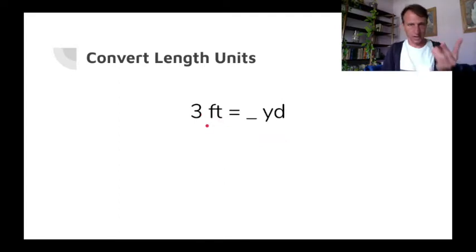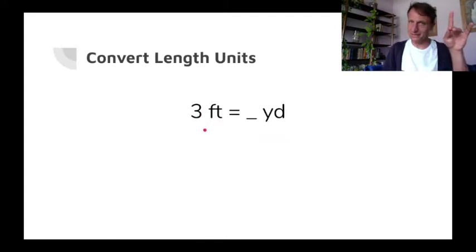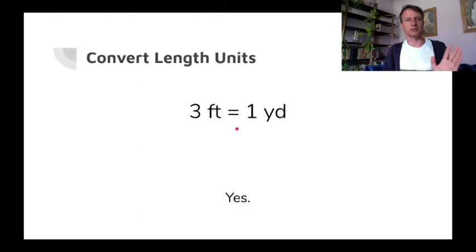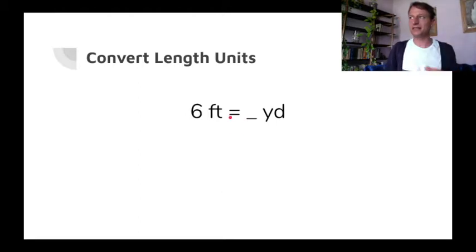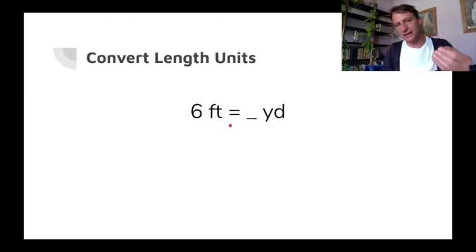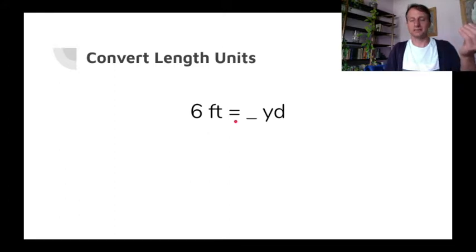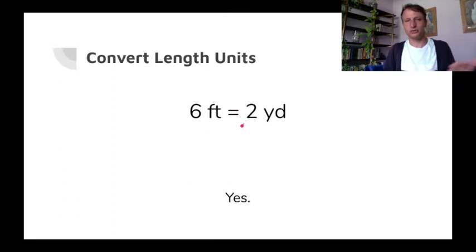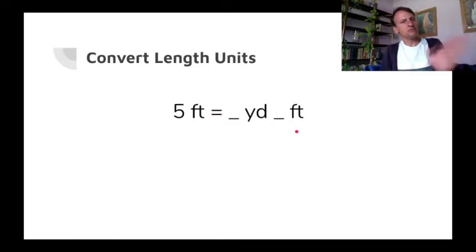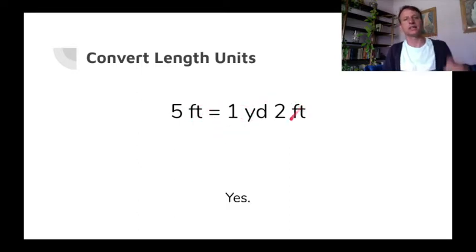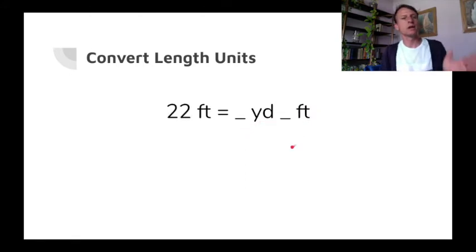Now we're going to go the other way. 3 feet, that's 1 yard. So just go in the other direction. 6 feet then, well, we're going to divide by 3. 6 divided by 3 is 2. 2 yards, okay? 5 feet, oh, we're going to put that into mixed units, yards and feet. So pull out the 3 feet. We're decomposing here, right? 3 feet would make 1 yard, and that leaves 2 feet. 1 yard, 2 feet.